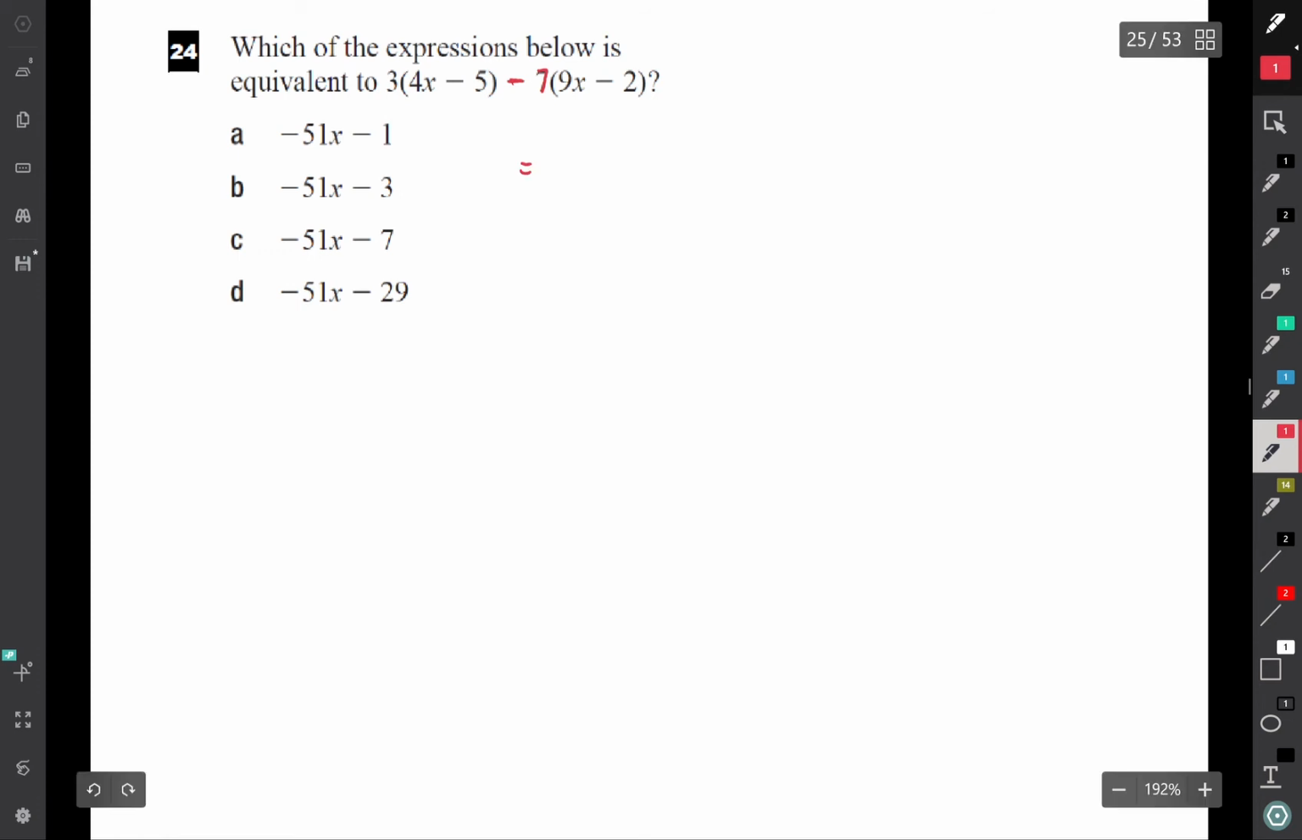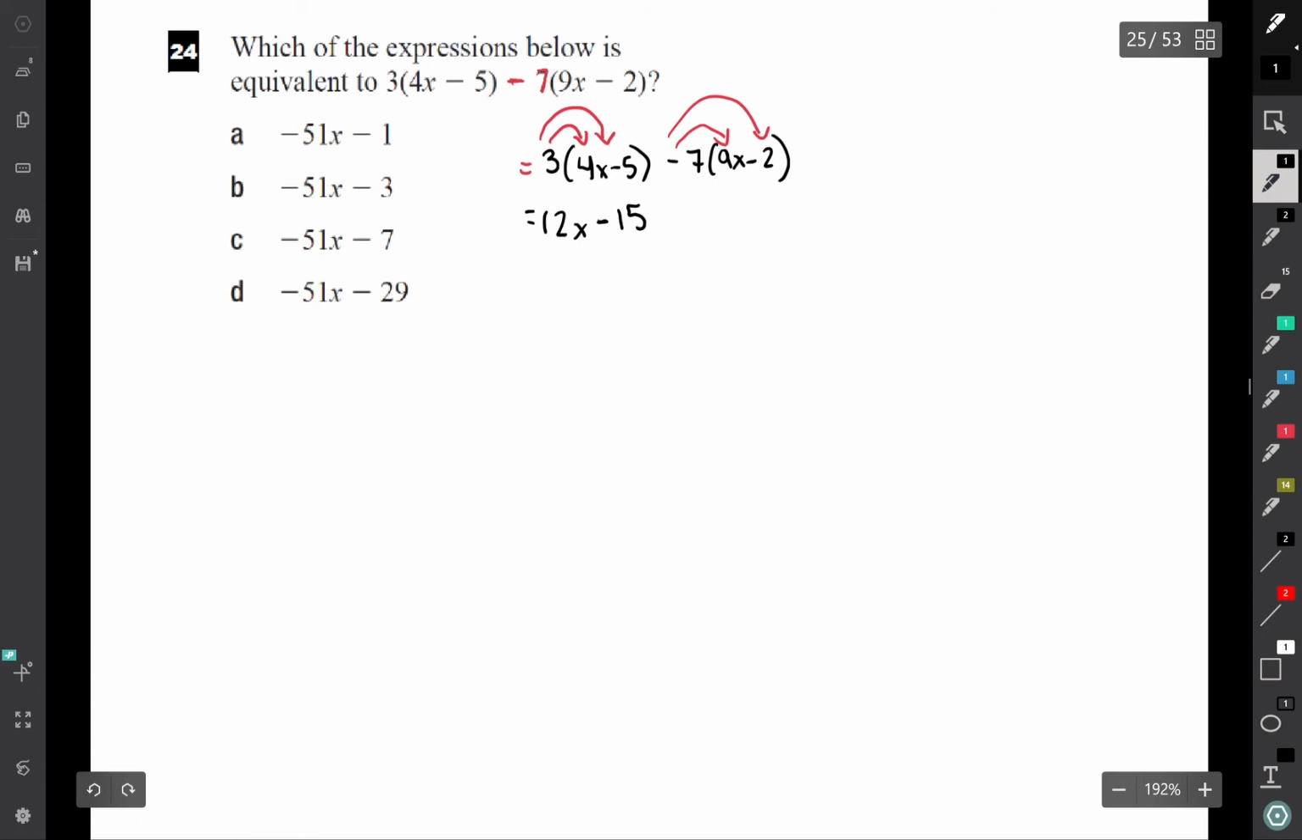Okay, so 3 times 4x minus 5 minus 7, 9x minus 2. All right, so draw the brackets, draw the arrows, sorry. And first things first, we do 3 times 4x, 12x. 3 times negative 5, negative 15.